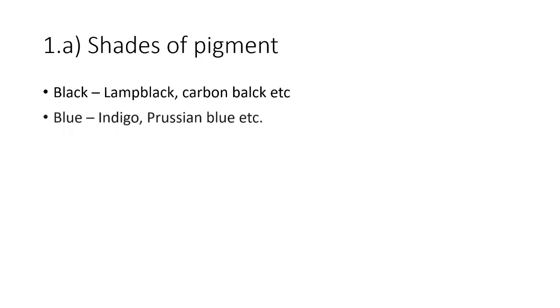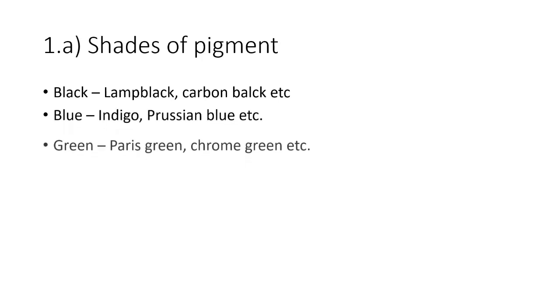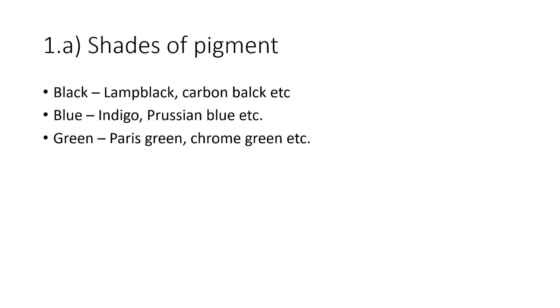For example, black color, there can be different shades like lamp black, carbon black, etc. There can be different kind of blue shades like indigo, prussian blue, etc. There can be different green shades like paris green, chrome green, etc. There can be different red shades like indian red, red lead, etc. We are giving some kind of examples.